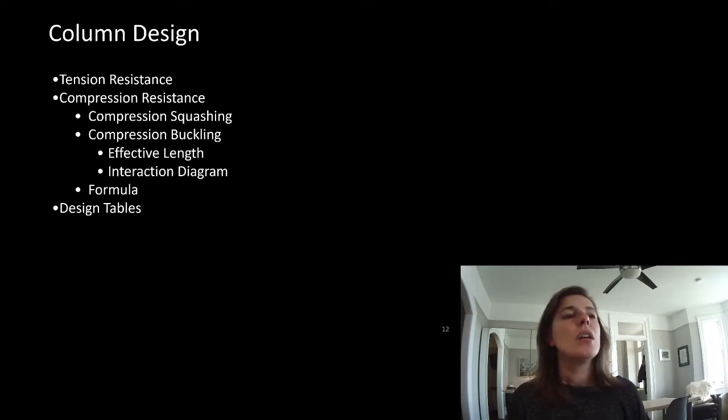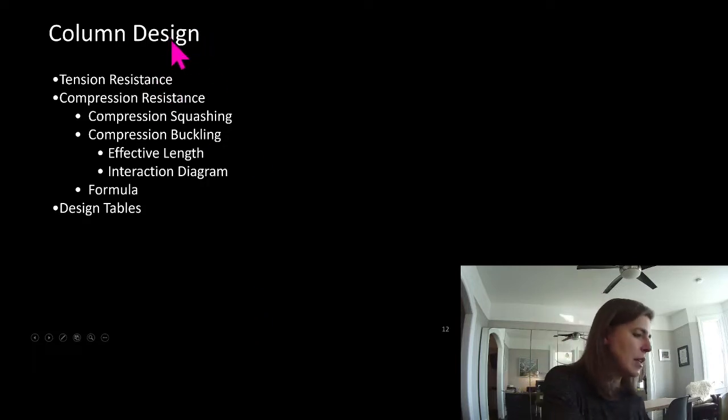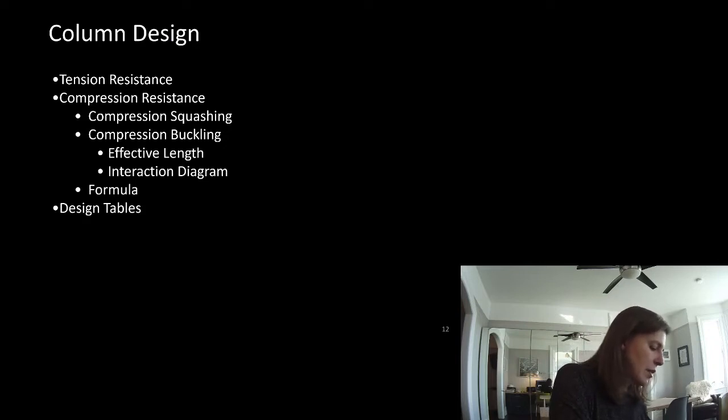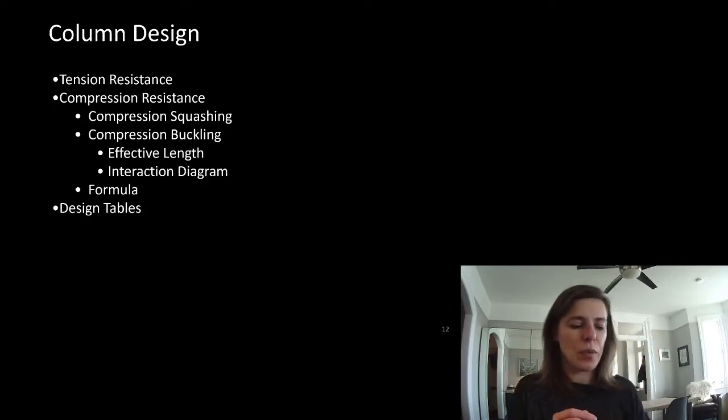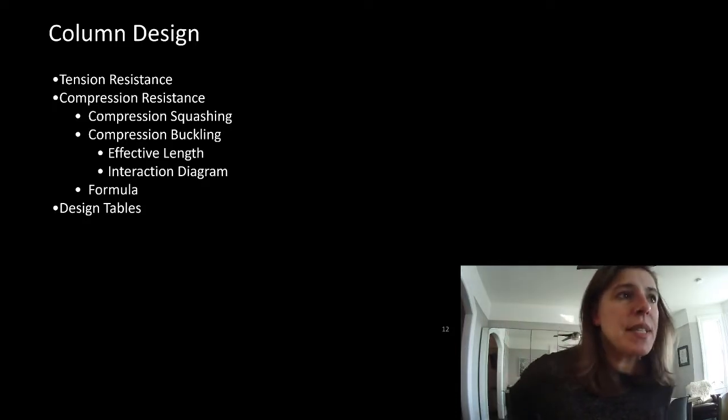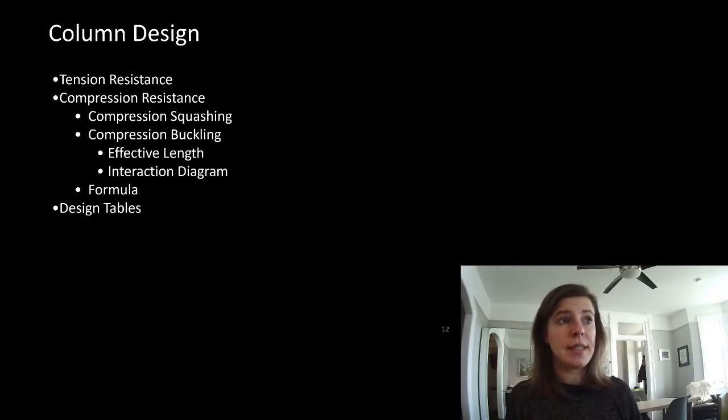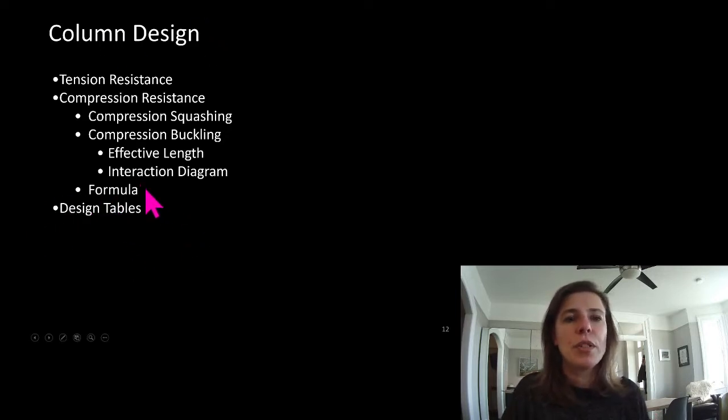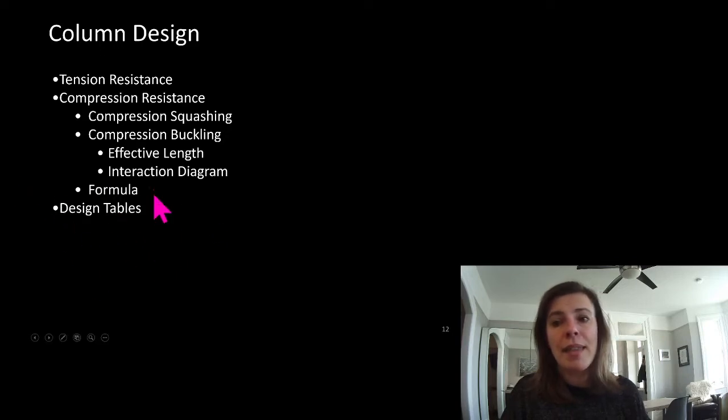Okay. So now we're going to look at column, and I'm going to change that to say column and brace design. So on slide 12, column or brace axial loads. We're going to look at tension resistance, compression resistance, and compression squashing and buckling. We're going to talk about a few small things, and then we're going to bring up the big formula that's going to be very scary, but then you're going to breathe a sigh of relief because I'm going to show you some design tables. And that might make things a little bit easier.